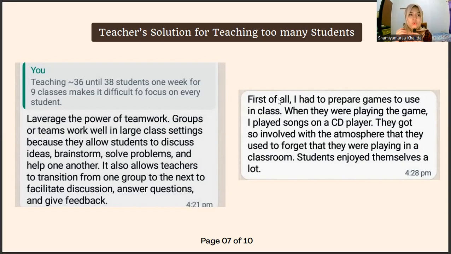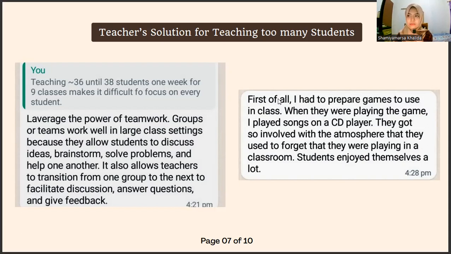Besides what the teacher said about teamwork being the way to teach too many students, solving the problems and helping one another, the students indirectly improve their collaborative skills and group processing. So the teacher not only gives a solution on how to focus on every student, but also allows the students to improve another skill.